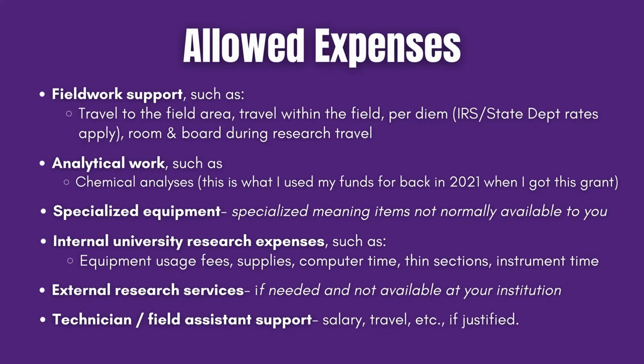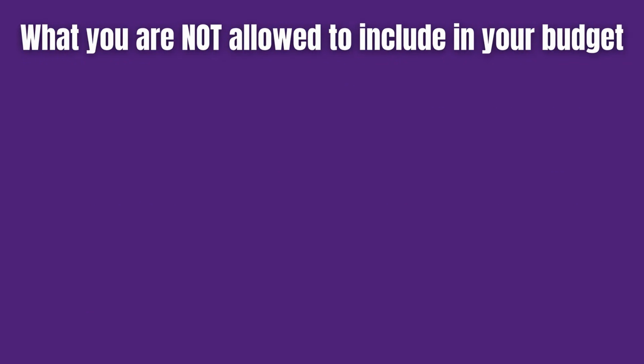That said, it's not common for students to be asking for field assistance, especially when the grant is only up to $3,000, so use your funds wisely. And now let's move on to what's not allowed in your budget. This includes your salary or stipend or your advisor's salary. Again, you can have funds dedicated to a field assistant or technician if needed, but you cannot ask for funds to support your own salary or stipend or your advisor's salary in any way.